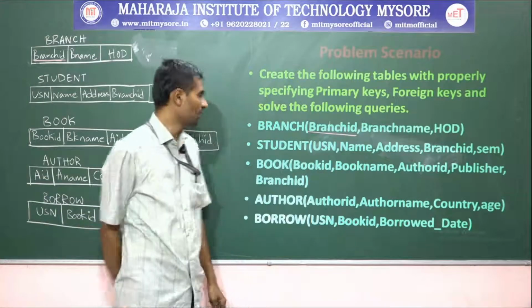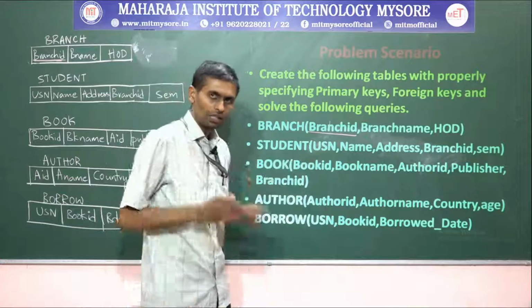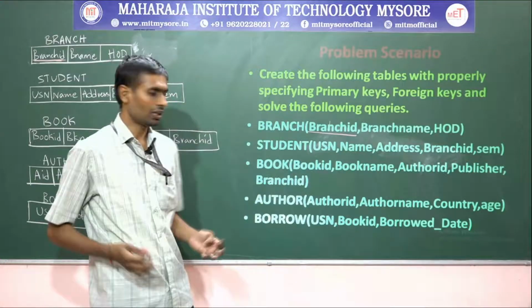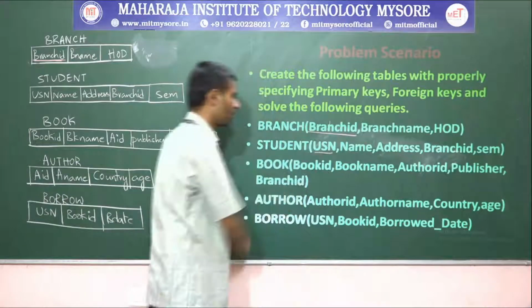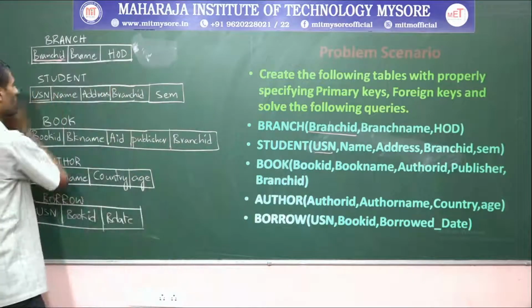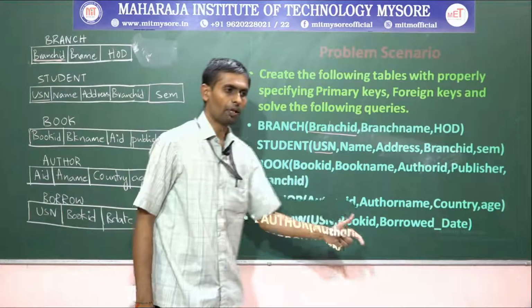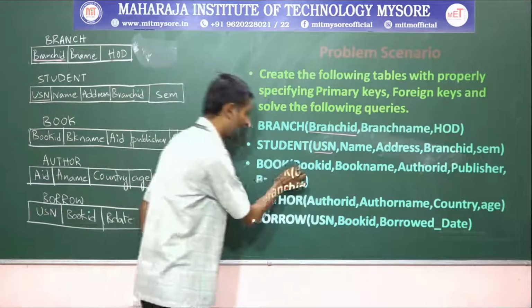Fine. What next? In the student table, first we'll try to identify all primary keys, right? In all these tables, in the student table, which is the primary key? Yes, USN is a primary key. Let me underline here. Next, in the book table, which is a primary key? Book ID is a primary key.